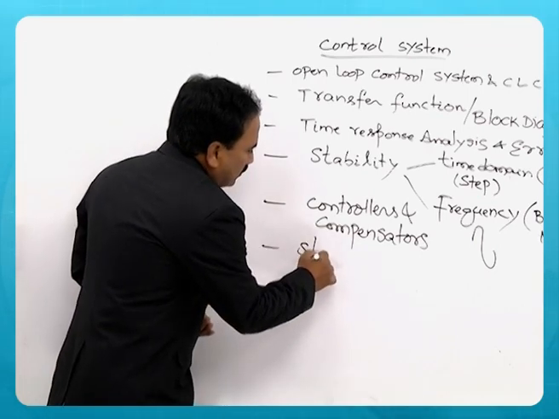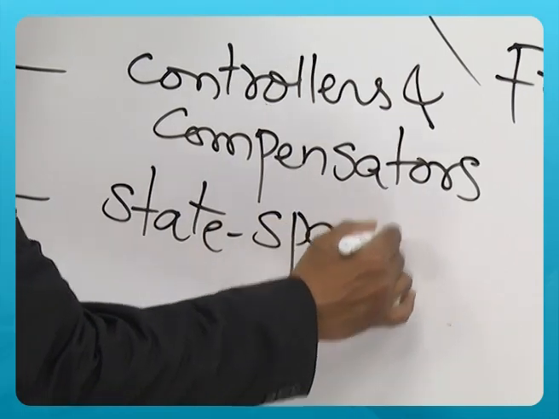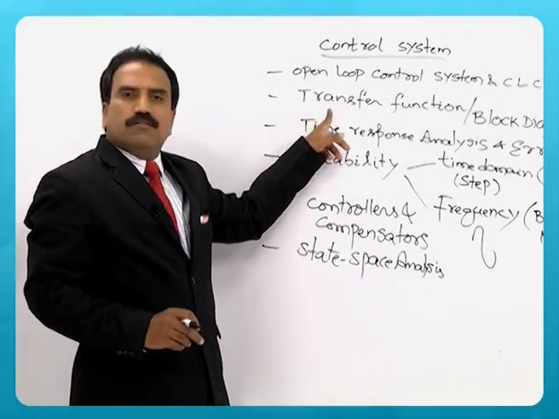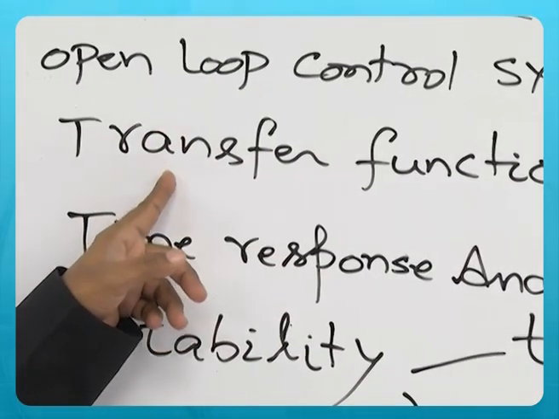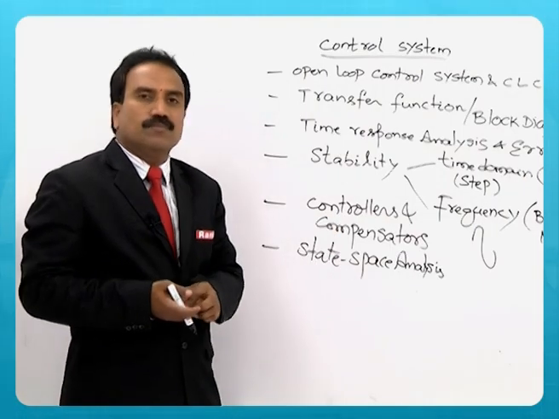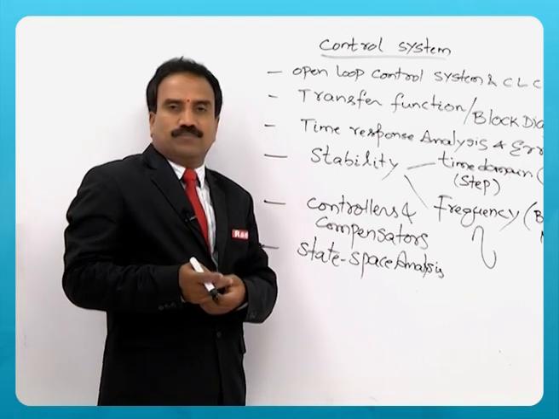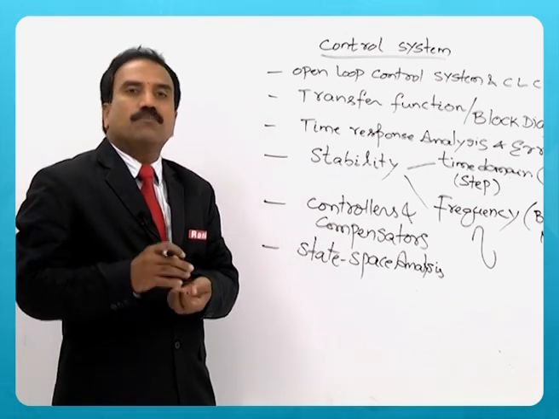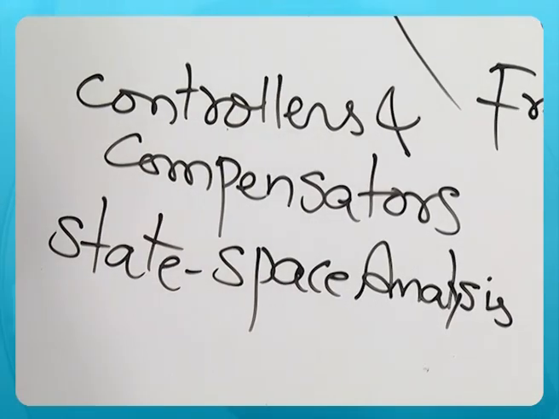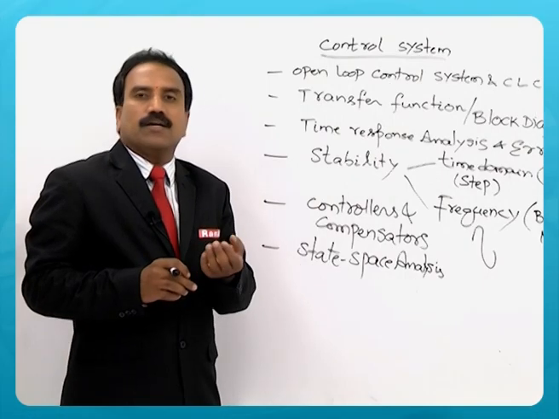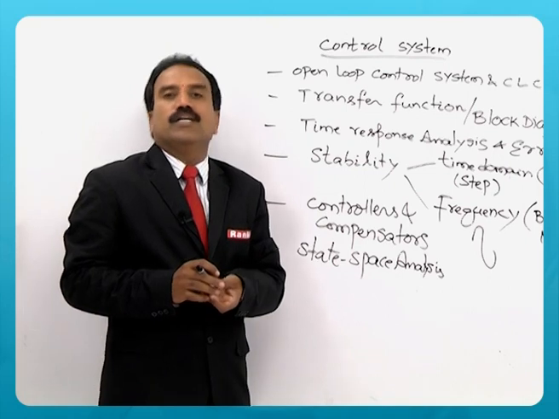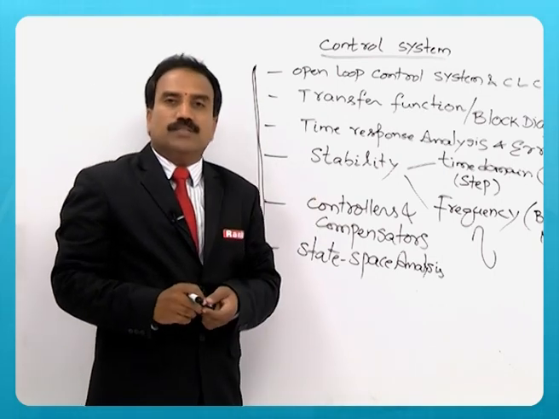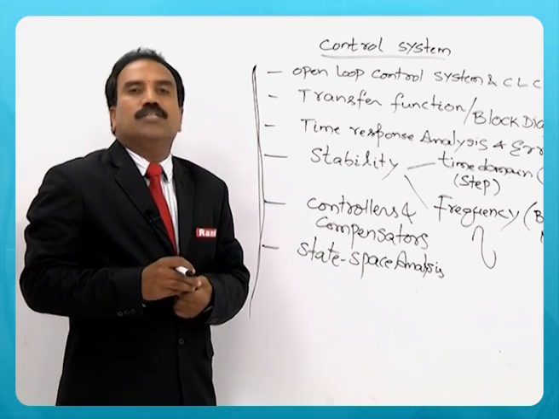Then the last topic in this is state space analysis. Transfer function is a very important mathematical model that we use in almost all topics of control system, but state space analysis is something different. Transfer function has a limitation that it cannot be used for nonlinear systems and time variant systems, whereas state space analysis can overcome that. It can be used for nonlinear systems, time variant systems, etc. So the whole control system is subdivided into this many topics, and we need to see each and every topic in detail.